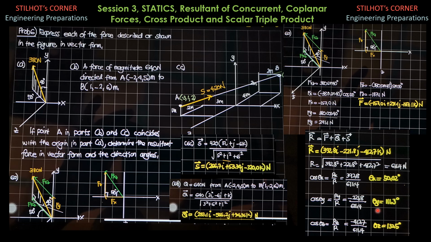Cosine theta z: when the value of the direction cosine is negative, the angle is obtuse. So cosine theta z is Rz over R. Rz is negative 412.7, R is 611.4. So theta z is 132.5 degrees. So that's it for this part of the problem.